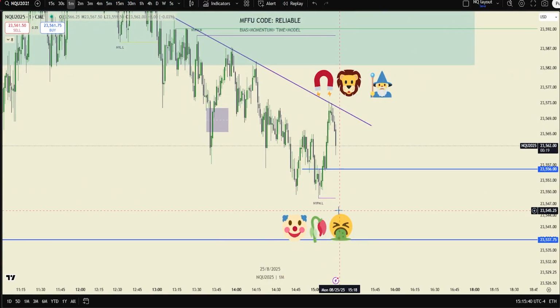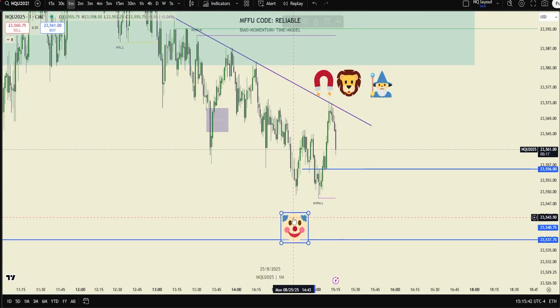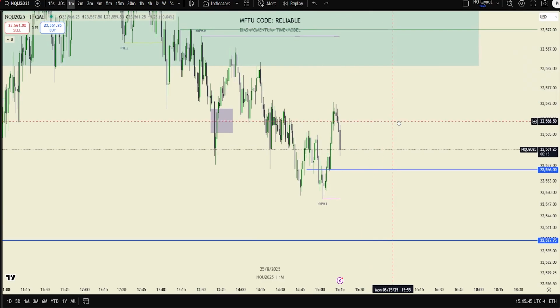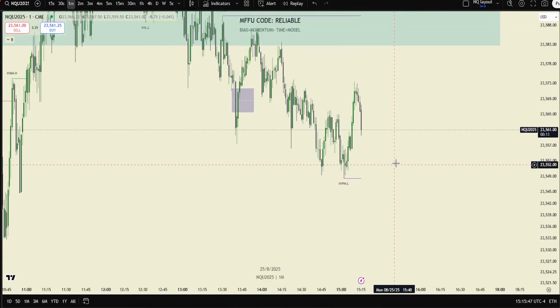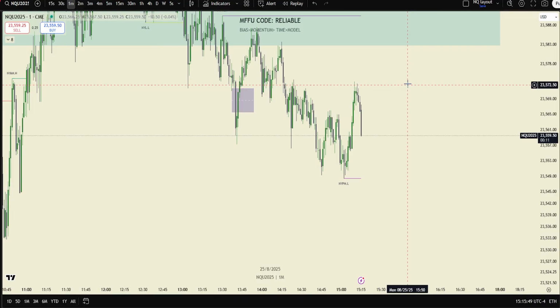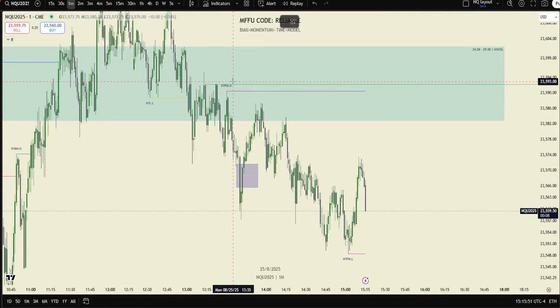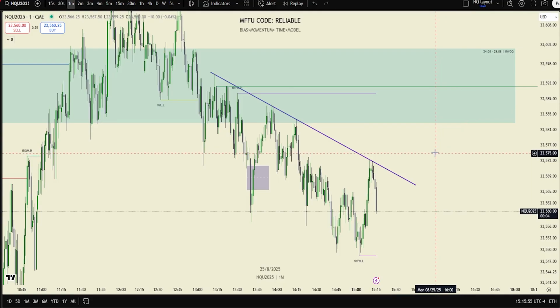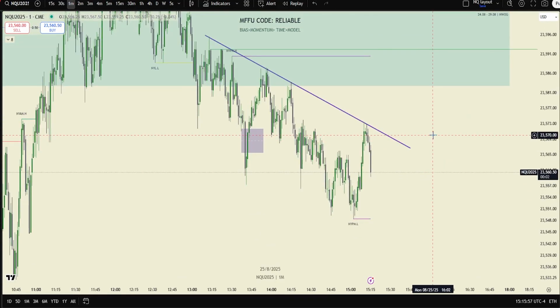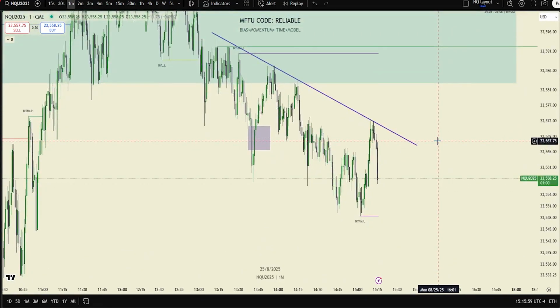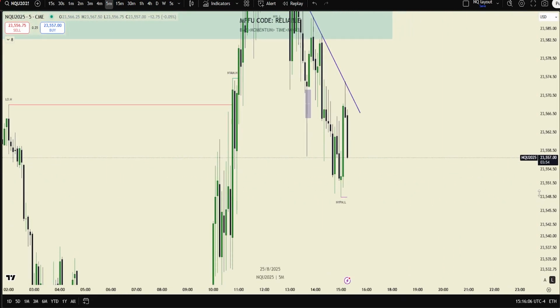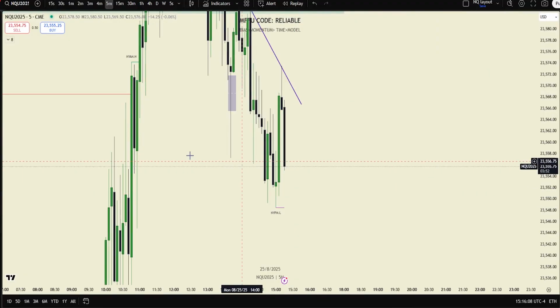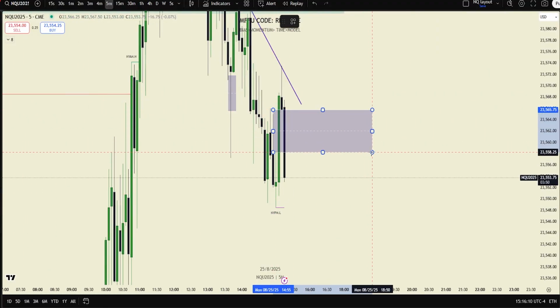Dude, this is so stupid. Well, we're reacting to the trend line here, as predicted. What if we get this 5-minute inverse to the downside? Uh oh. Uh oh.